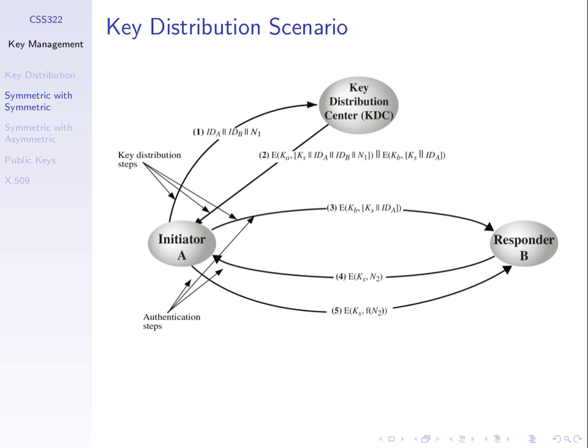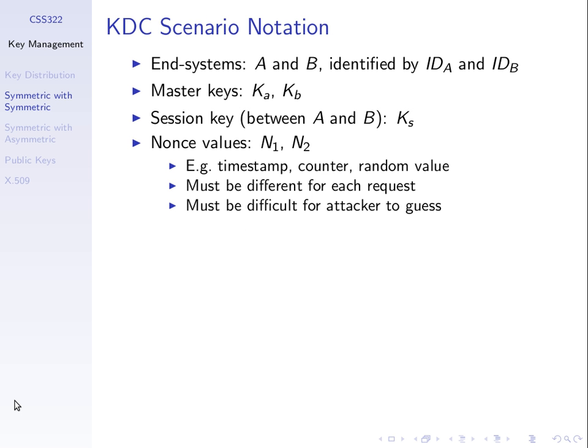So now, given that, A and B want to exchange a shared session key, KS. Session key between A and B is KS. The two users, A and B, are identified by two values, IDA and IDB. So some identification. If they are people, their names, their passport numbers, whatever. If they are computers, then something that identifies those computers uniquely in the system.